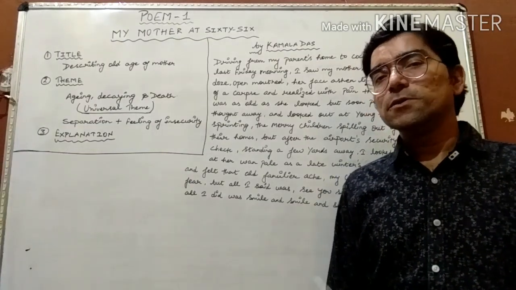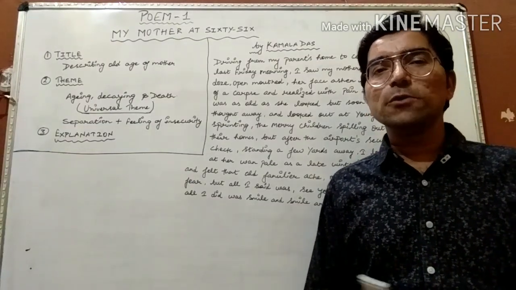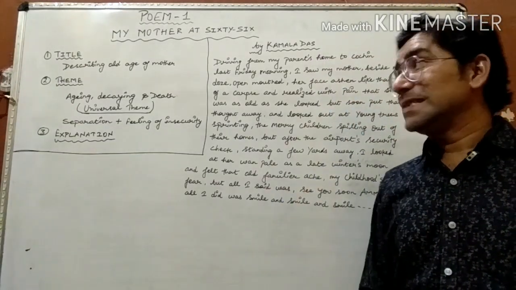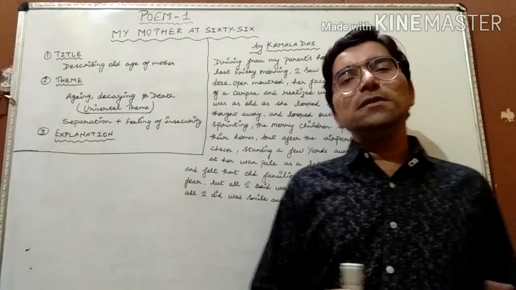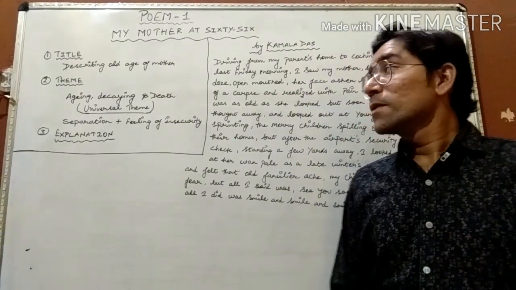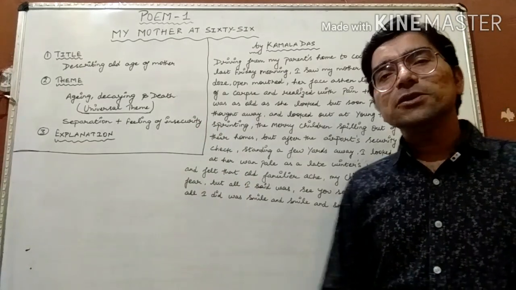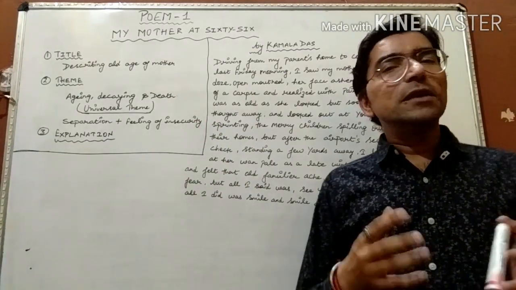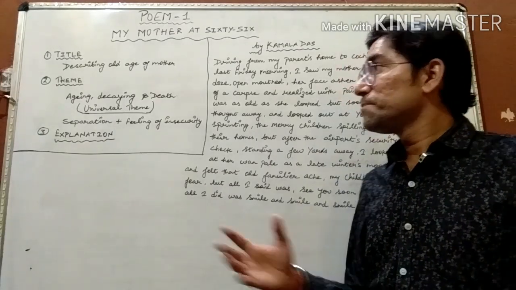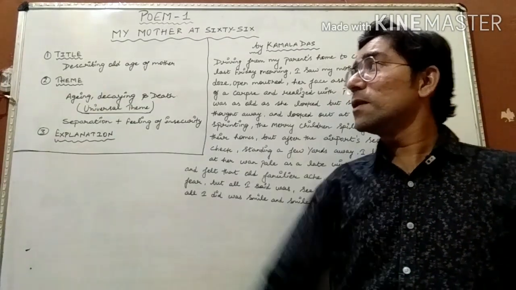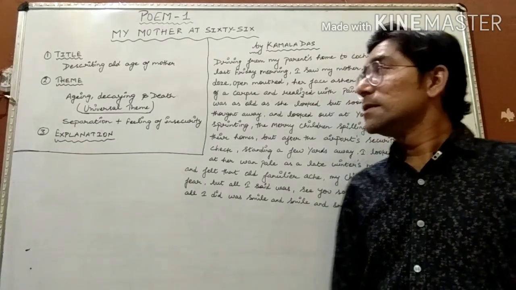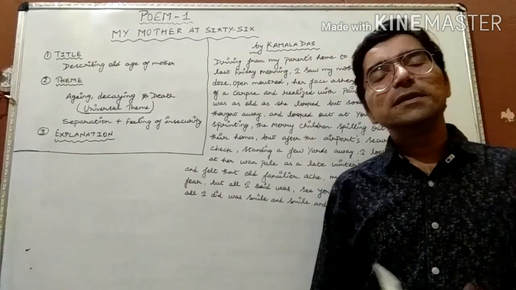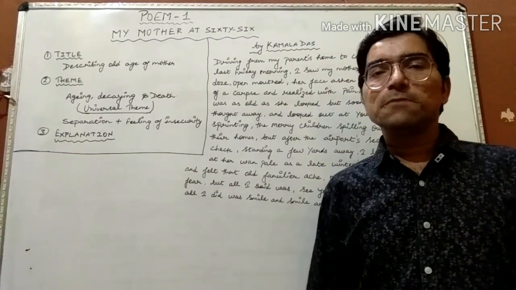And today I am going to discuss the first poem of our literature section, that is My Mother at 66. So, to start with, I would like to inform you that the explanation of a poem has been divided into three parts, and you need to understand all the three parts properly. The first part is going to be the title, second part is going to be the theme, and third part is going to be the detailed explanation of that poem.